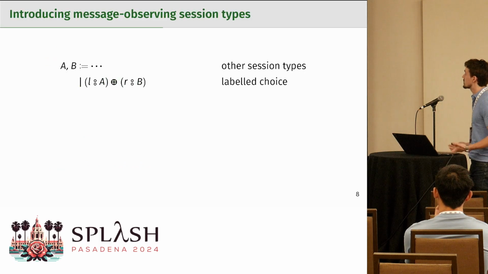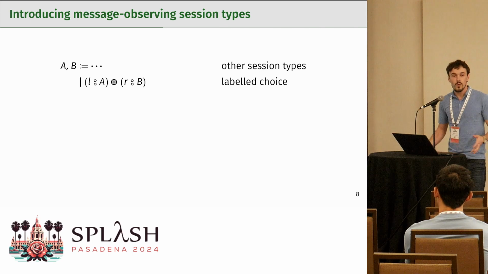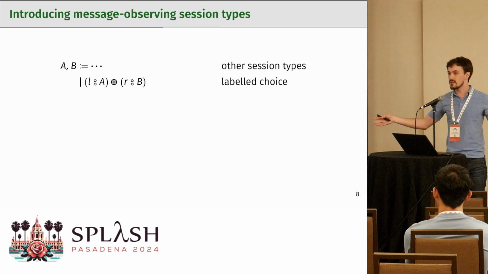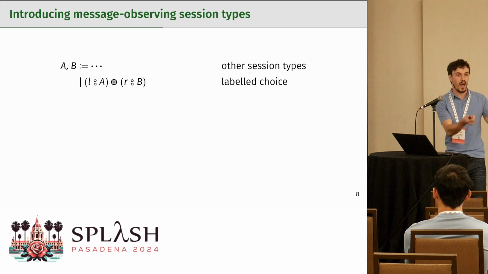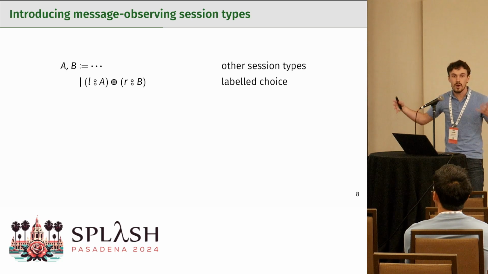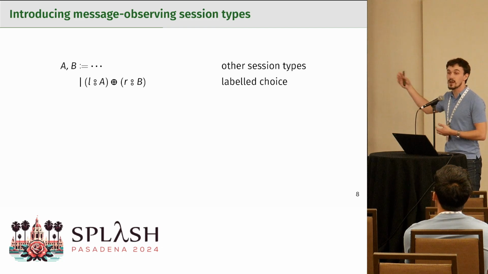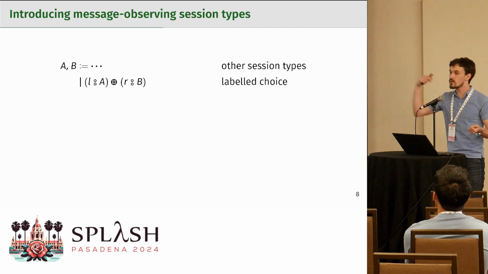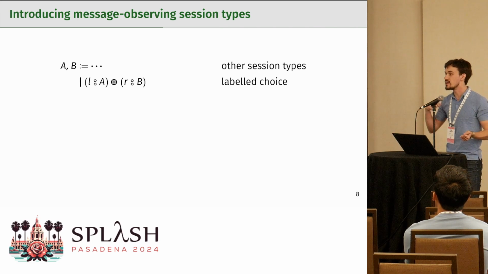So what does MOST syntax look like? Well, we have all of the binary session types that we know and love. So for example, we retain labeled choice. We saw an example of this with the bits protocol. So a labeled choice says, well, I can send you a label L, followed by a communication that satisfies A. Or I can send you a label R, followed by a communication that satisfies B. Right? So the bitstream protocol is this: we send you a bit 0, followed by a bitstream, or I send you a bit 1, followed by a bitstream.